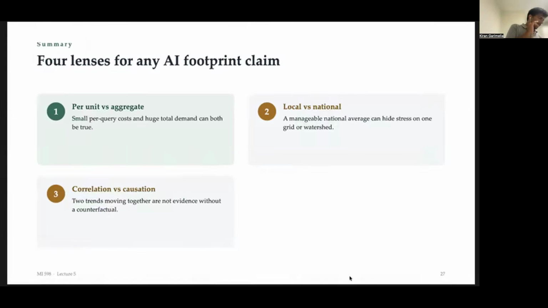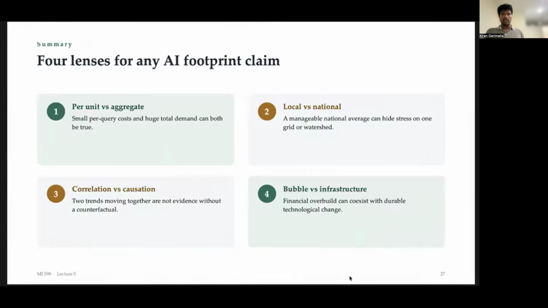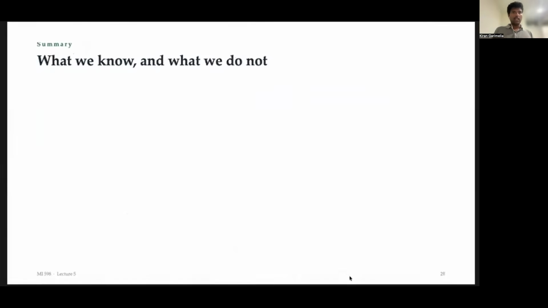Then there's correlation versus causation. We see this all the time: two huge trends moving together does not mean evidence of one causing the other. Also, absence of evidence does not mean that it did not happen. We just don't have evidence, so that's important as well. The other is the bubble versus infrastructure angle. A financial overbuild can coexist with durable technology change, and we've seen examples of this with dot-com fiber, railways, electrification and so on.